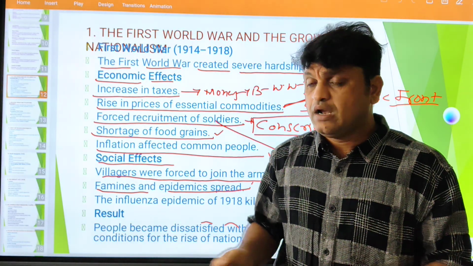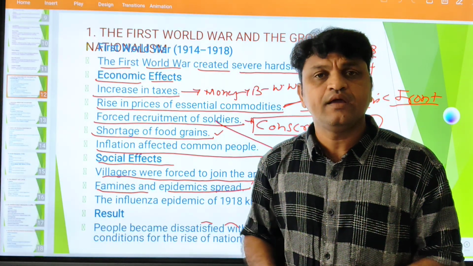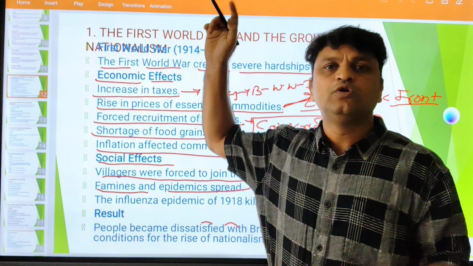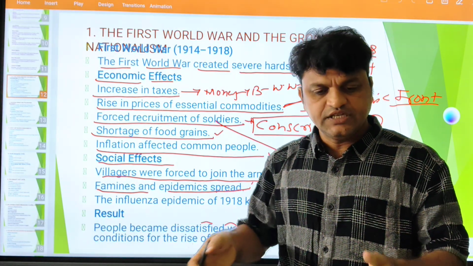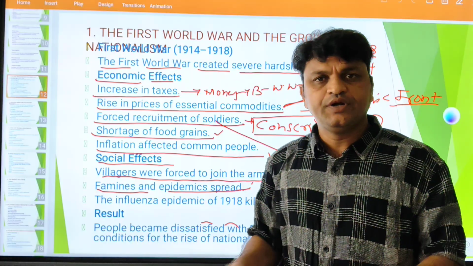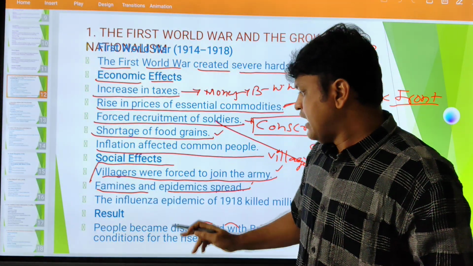And one more thing, this is not a natural famine, it is a man-made famine. Why? Because the food is going to Europe, right? Food is going to Europe, so there is a shortage of food in India. So in this context, it led to famines and epidemics.